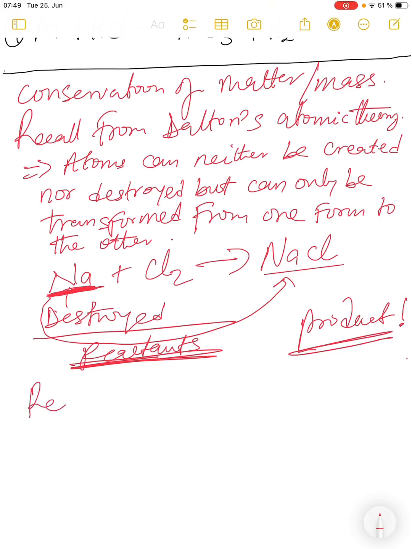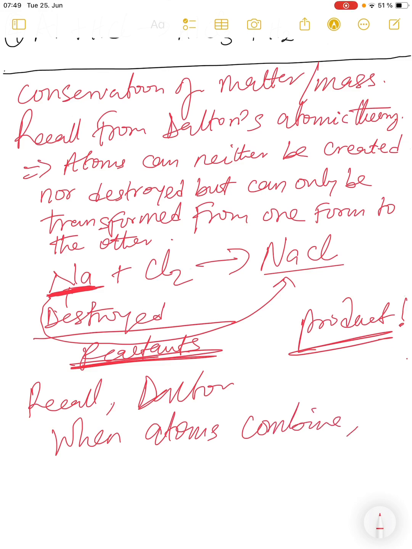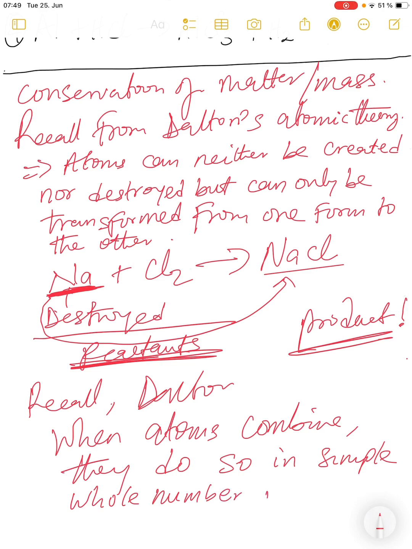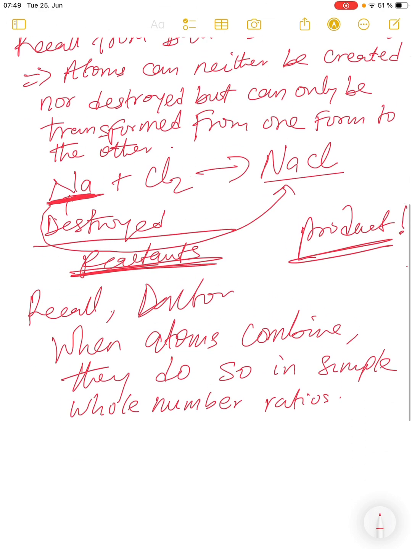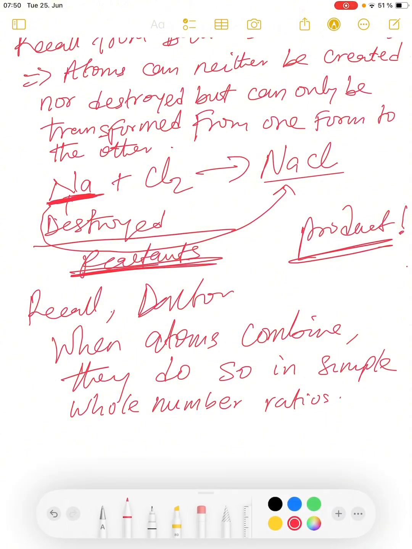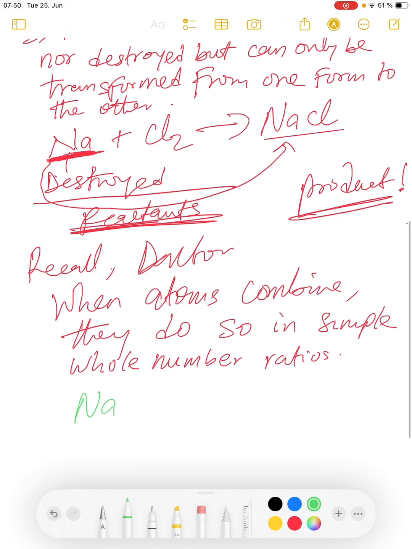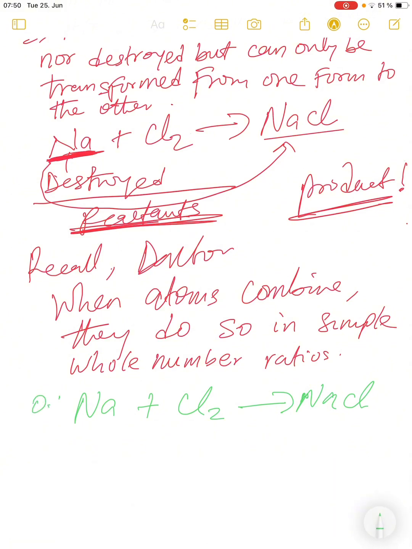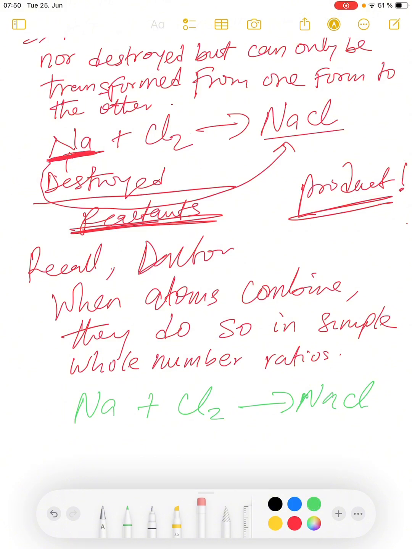And also recall that Dalton said that when atoms combine, they do so in simple whole number ratios. What does it mean? It means that the combination of these atoms, say sodium giving you this, is going to be in simple whole number ratio. So you are not expected to put 0.1 or 0.03. No, you have to use whole numbers.